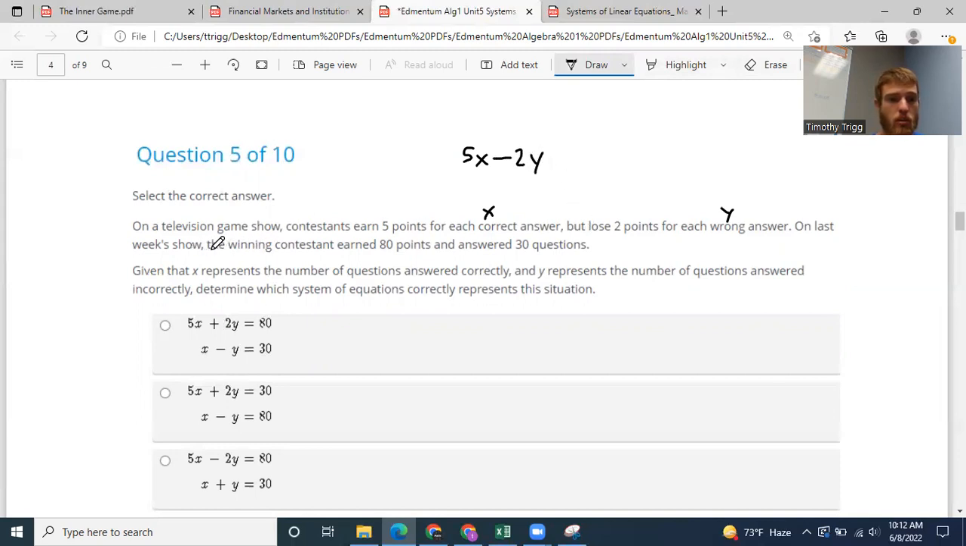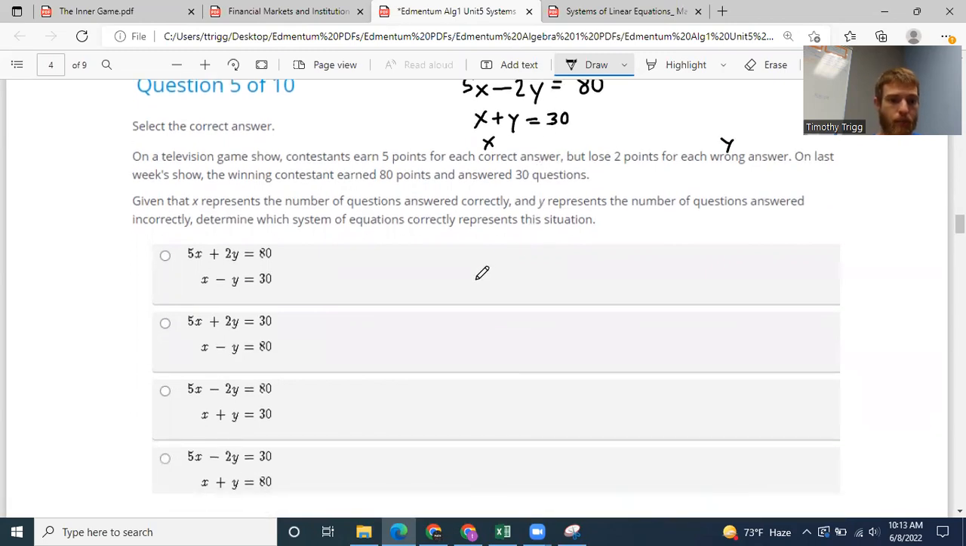On last week's show, the winning contestant earned 80 points. So this is the number of points. And they answered 30 questions. So the number of questions answered was 30. So if I take the number of right answers plus the number of wrong answers, that should be 30 questions. So these are our 2 equations here.